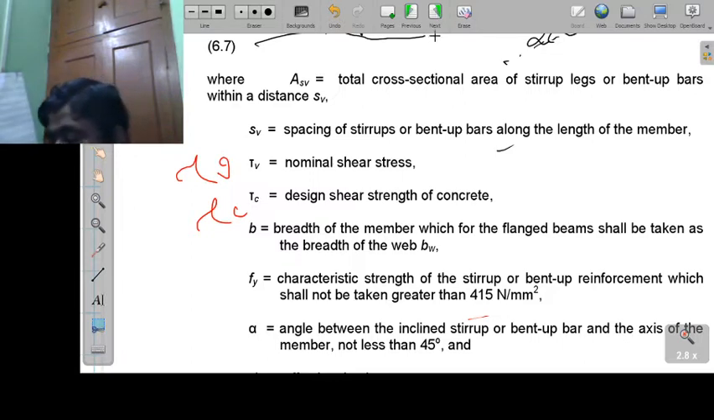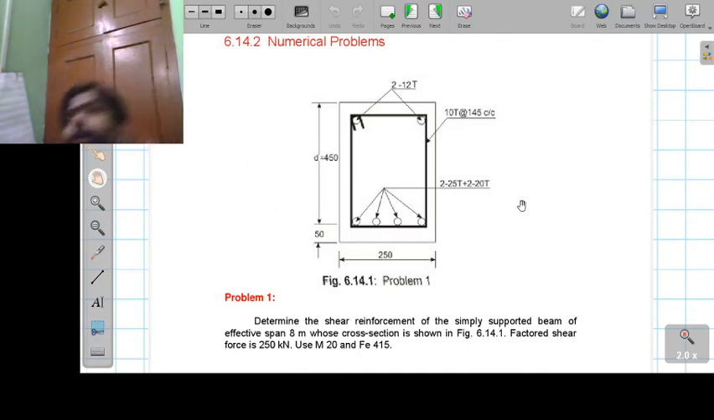Once we know this information, we can apply it and find out the requirements of shear reinforcement. So whatever we have discussed, let us see how we can apply it in a problem quickly. Suppose in this problem, a simply supported beam is given. The breadth is 250, overall depth is 500, effective depth is 450, and the effective cover is 50.